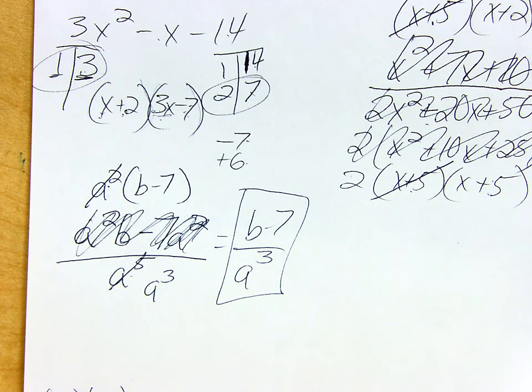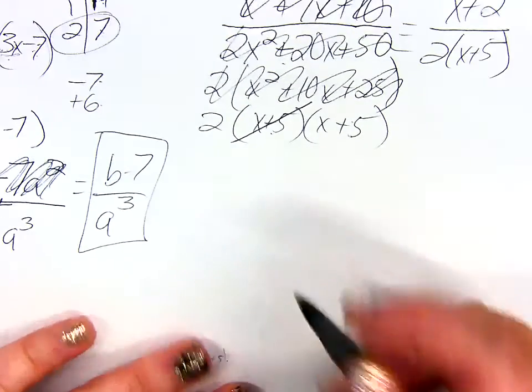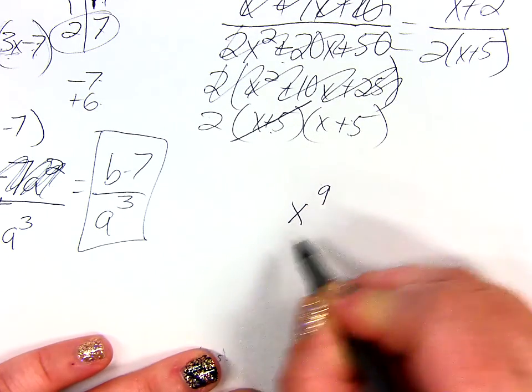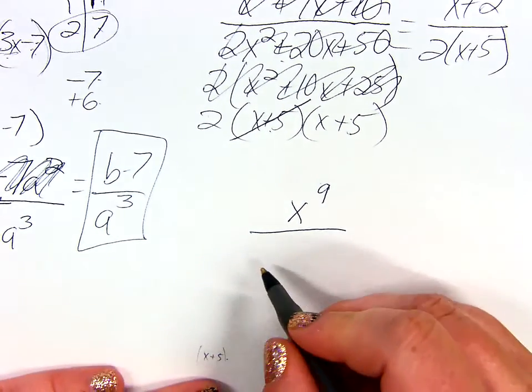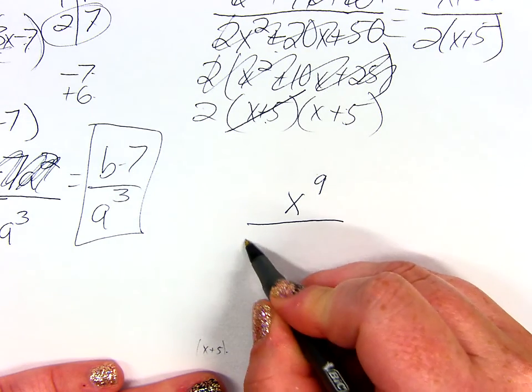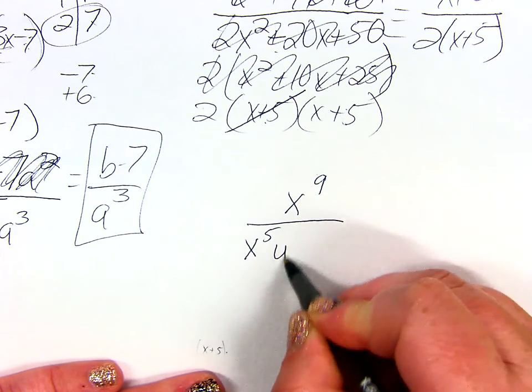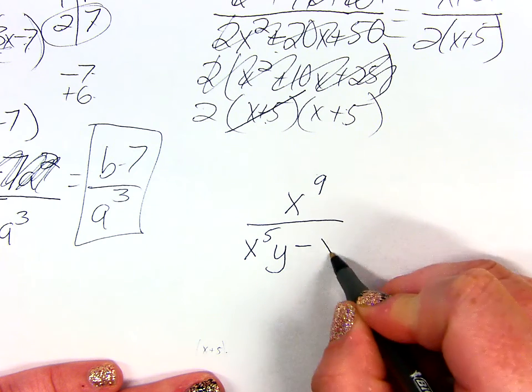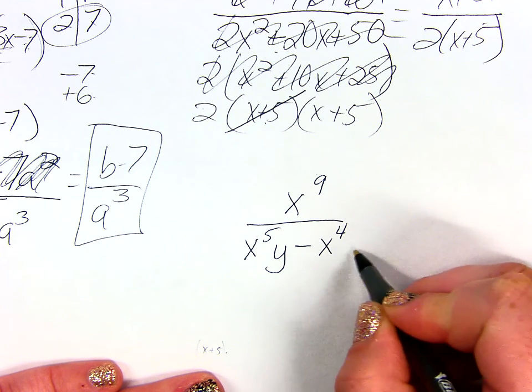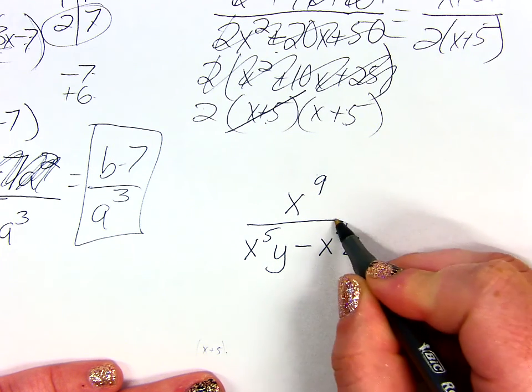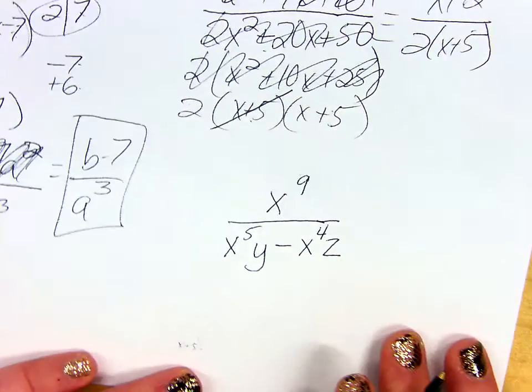Maybe we'll try one more like this. Let's do x to the 9th over x to the 5th y minus x to the 4th z. Yeah, try that one.